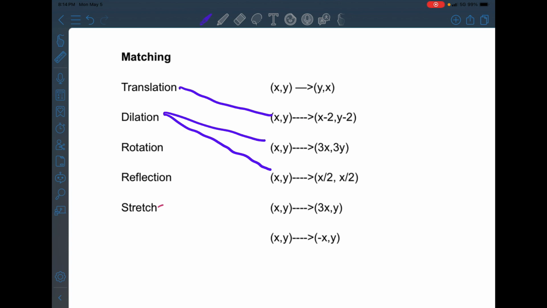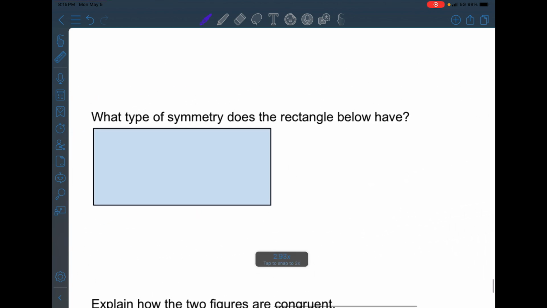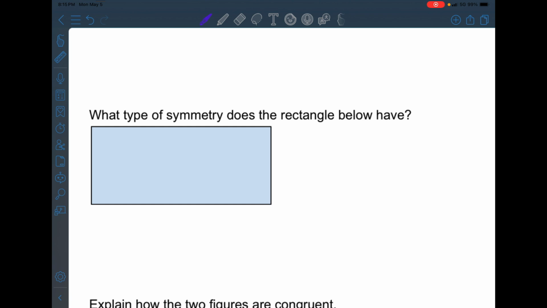A rotation is when we flip that x and y around. A reflection is when you make x or y negative, or it could be both. So reflections here, and then a stretch is when we multiply x and y by different things. So in this case, since we're multiplying x by something bigger than we're multiplying by y, this would be a horizontal stretch.